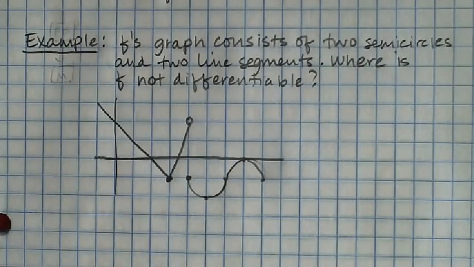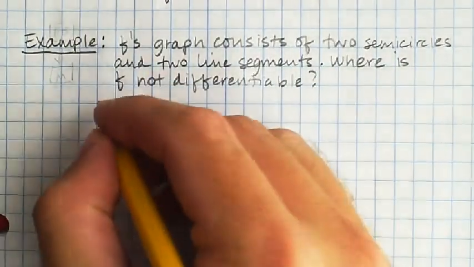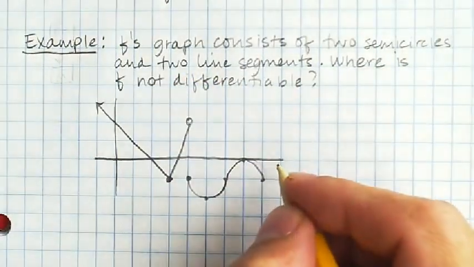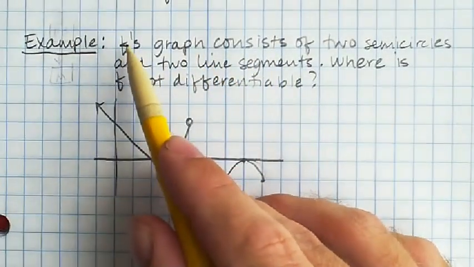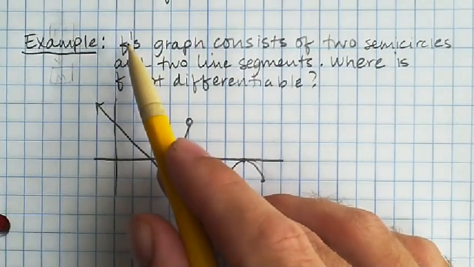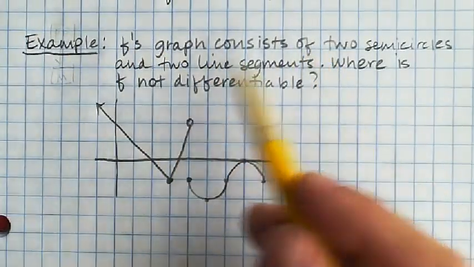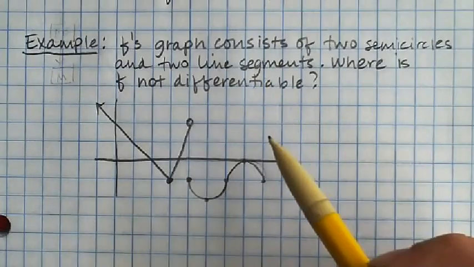All right, first we have a pretty direct one. Here is the graph of a function f of x. Oh, I realize that's a little confusing. This is f's graph, not f prime's graph. F's graph consists of two semicircles and two line segments. Where is f not differentiable?